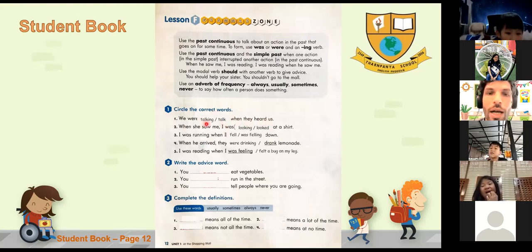Okay, so we have 2 options here, the verb talk and the verb talk plus ing. So let's take a look at the first part of the sentence. We were talking or we were talk.